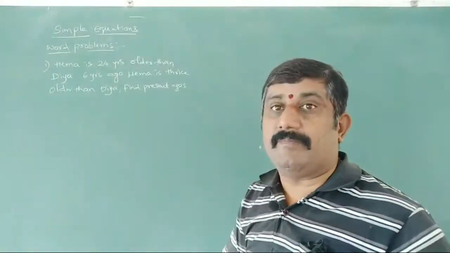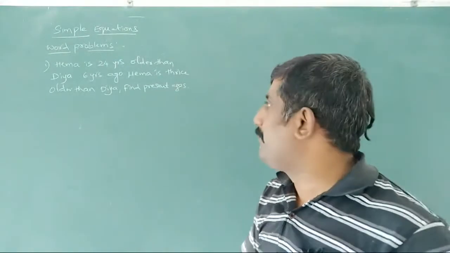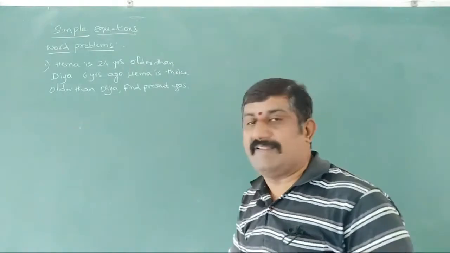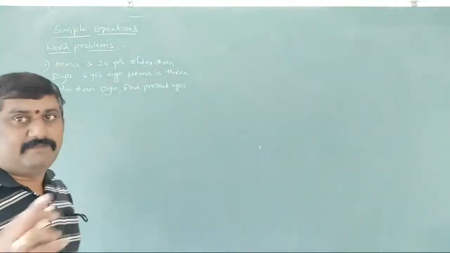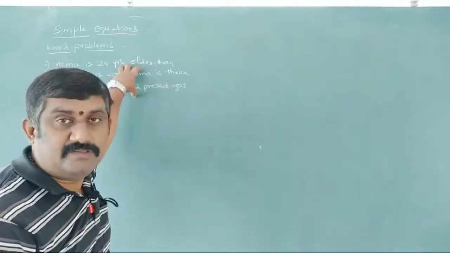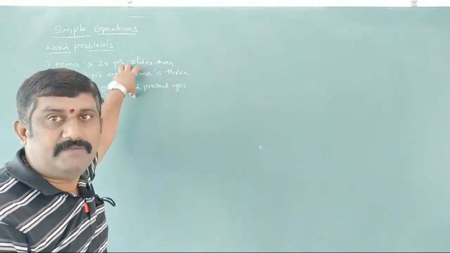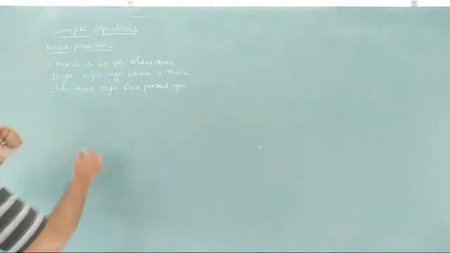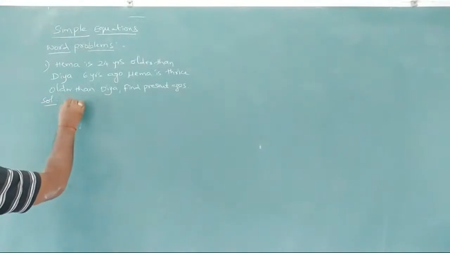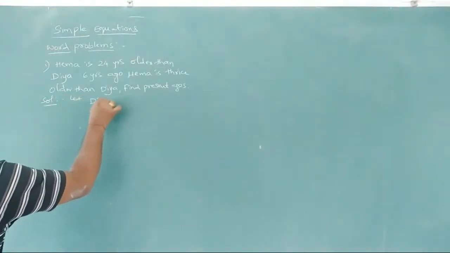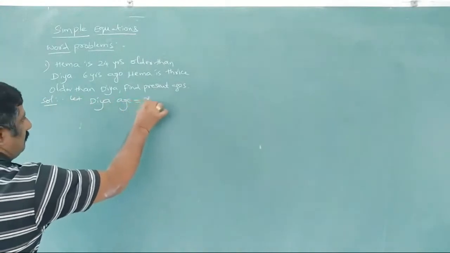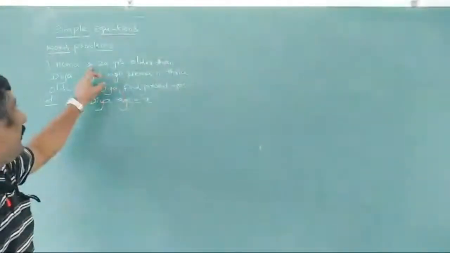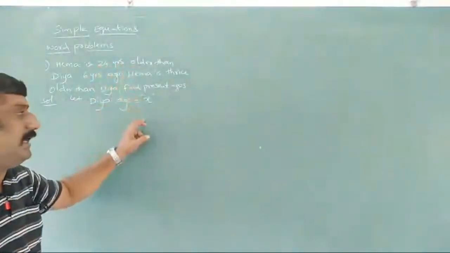6 years ago, that means previous to 6 years, before 6 years, Hema's age is thrice older than Dia. Find present ages. Whenever such type of word problems are given, first of all we should see who is comparing with whom. So here Hema is comparing with Dia. So I am assuming Dia's age is X. Then what is given here? Hema's age is 24 older than, nothing but more 24.